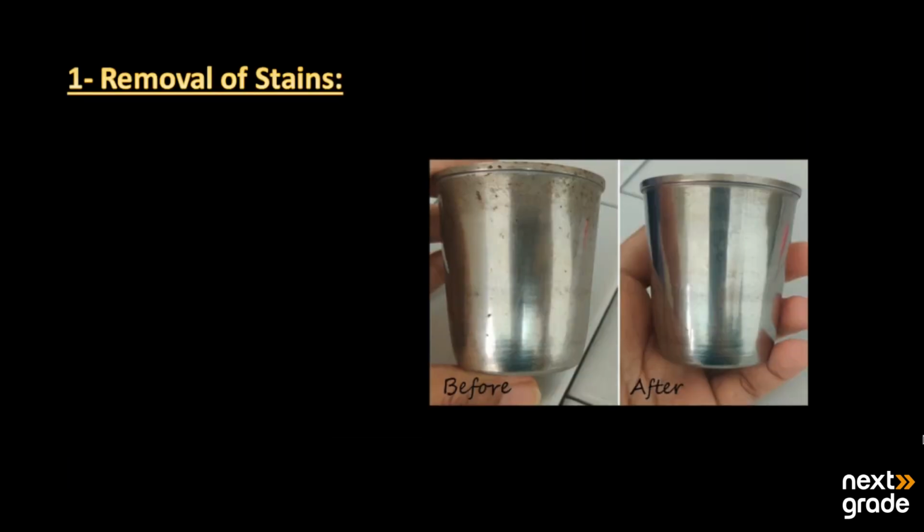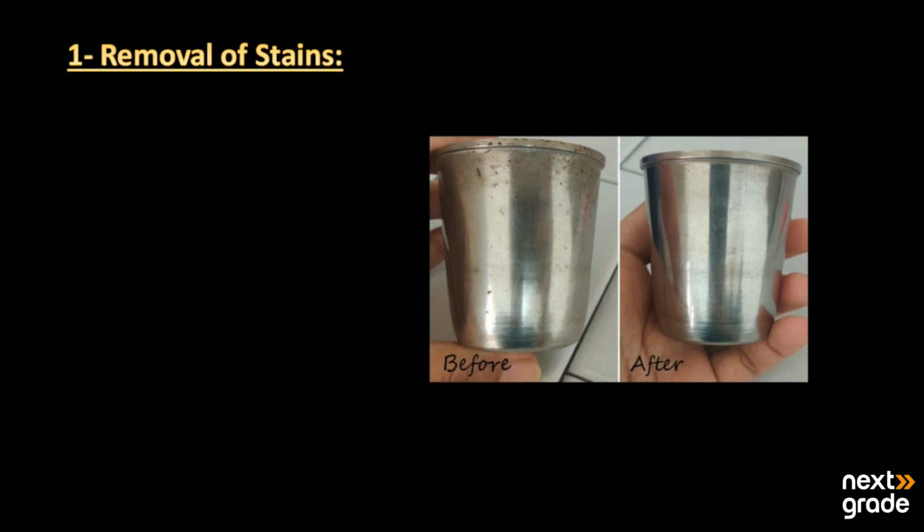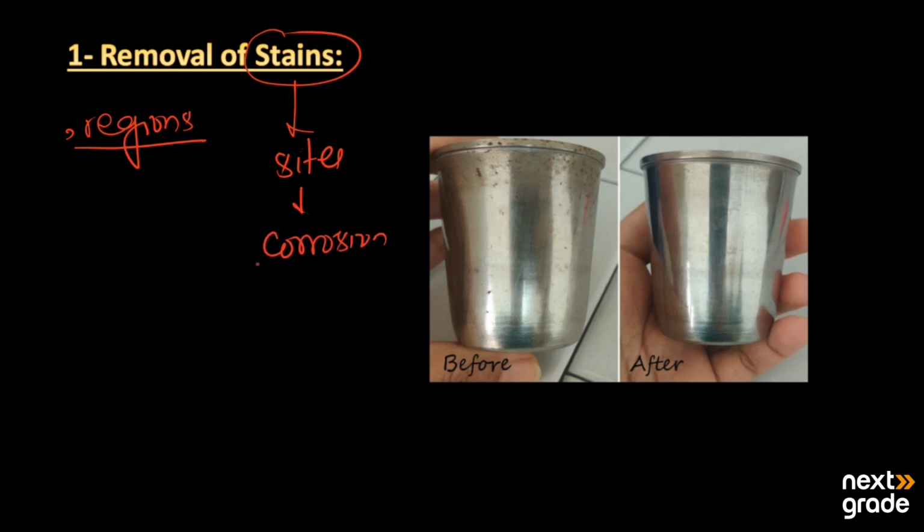Now, the first method that we will discuss in detail is the removal of stains. Basically, we have to remove the stains or the regions present on the metal surface containing the stains. When we remove the stains, the iron rod will not act as a site for corrosion, because stains are basically the sites where corrosion can take place. So to prevent this type of corrosion, we must keep the surface very clean.